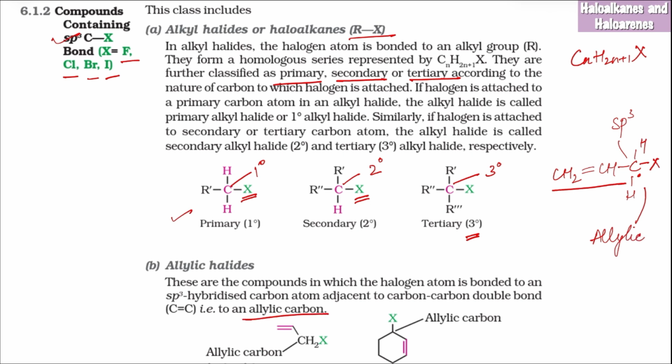Allylic carbon. Another example of allylic carbon is this compound. Here also this is the carbon-carbon double bond. Adjacent to this carbon-carbon double bond is the carbon which is sp3 hybridized and it is bonded to the halogen atom. This carbon is known as the allylic carbon. And these type of halides are known as allylic halides.